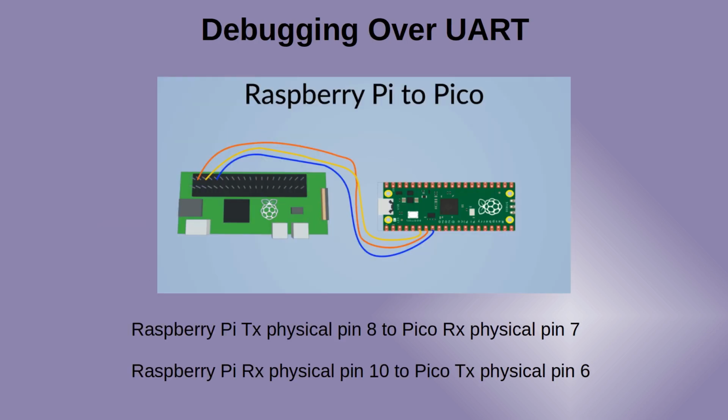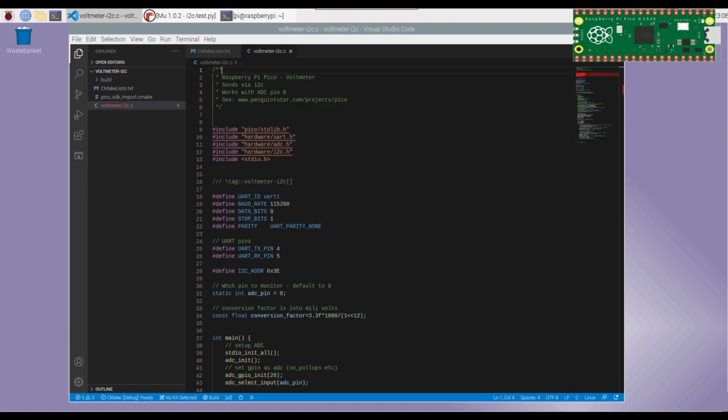For debugging purposes, I also connected the UARTs for the Raspberry Pi and the Pico. There are also debugging pins that could be used on the Pico, but I've already implemented the UART code and so was able to reuse this. This is explained in my earlier video on the voltmeter project, which I'll link to in the description. Let's take a look at the code.